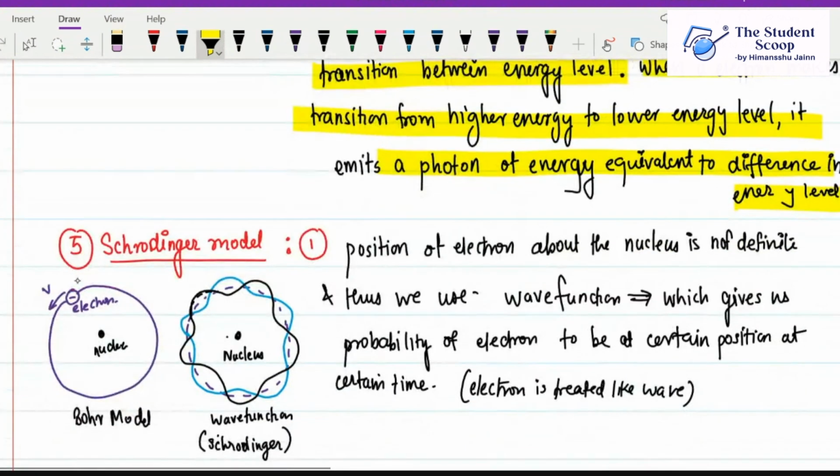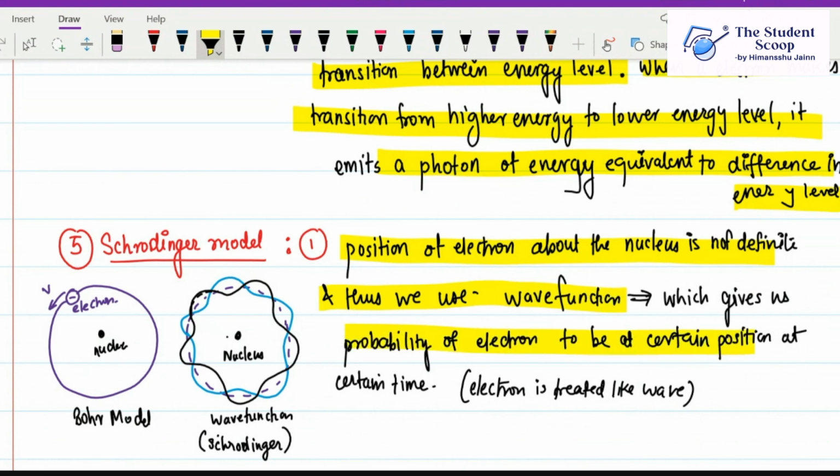So instead of the electron orbiting a nucleus in a single orbit, we suggested that it is like a wave function, and makes a standing wave like this that I have shown. The position of the electron about the nucleus is not definite, but we rather represent it using a wave function, which gives a probability of the electron being at a certain position, not the exact position. So that is the Schrodinger model, and what is accepted today is the Schrodinger model.